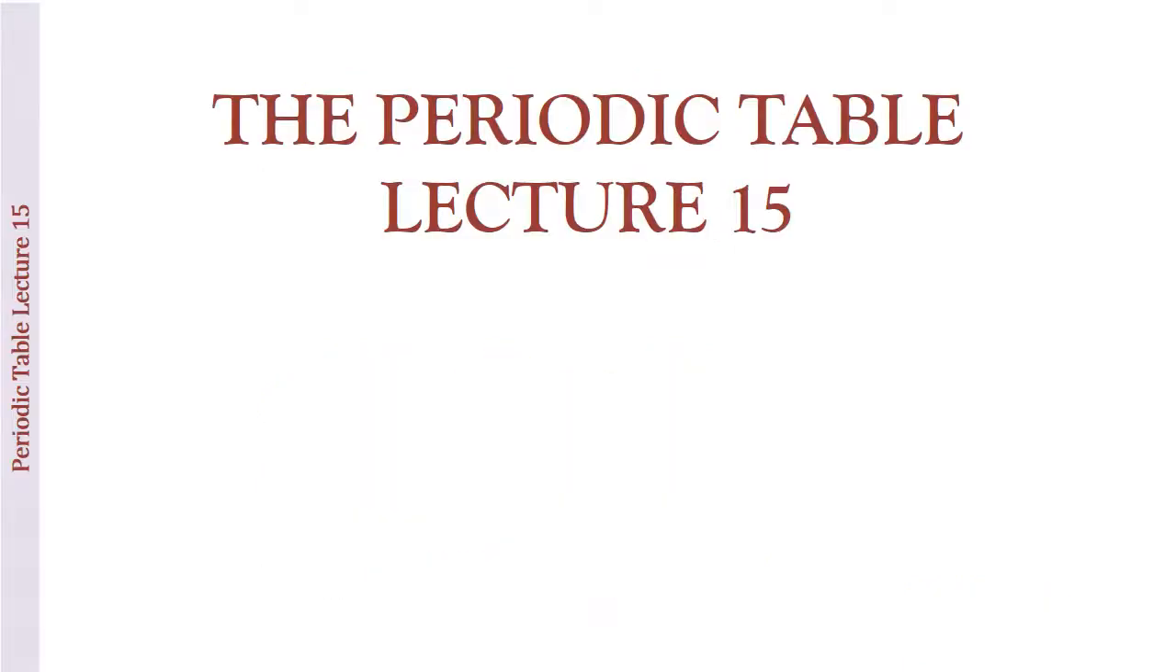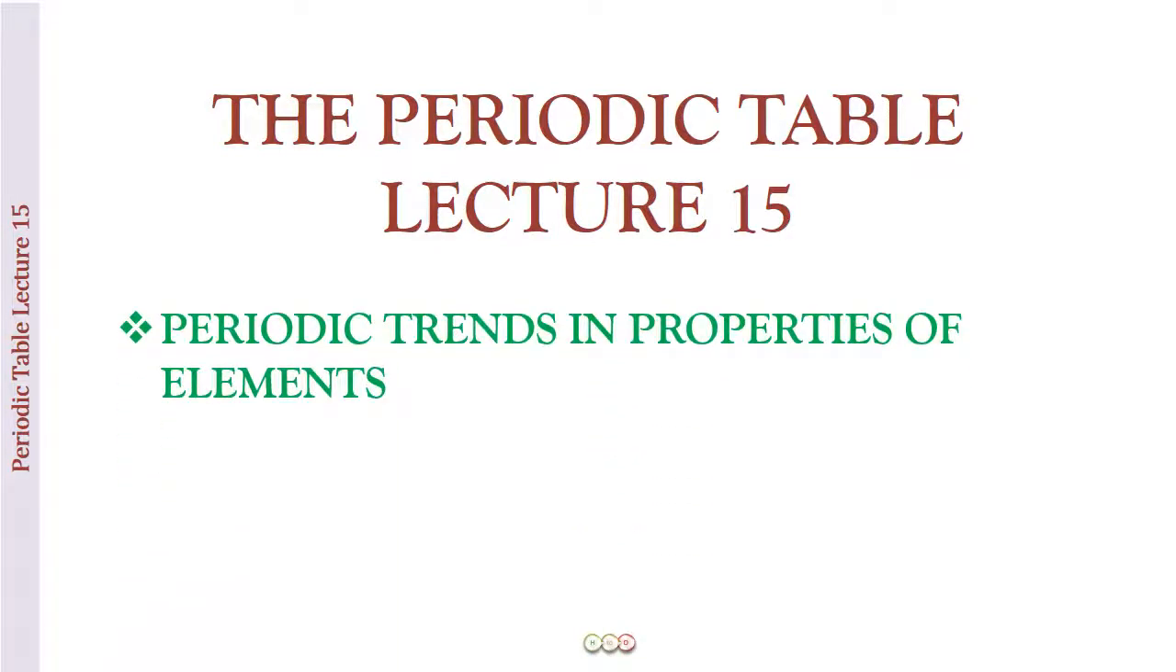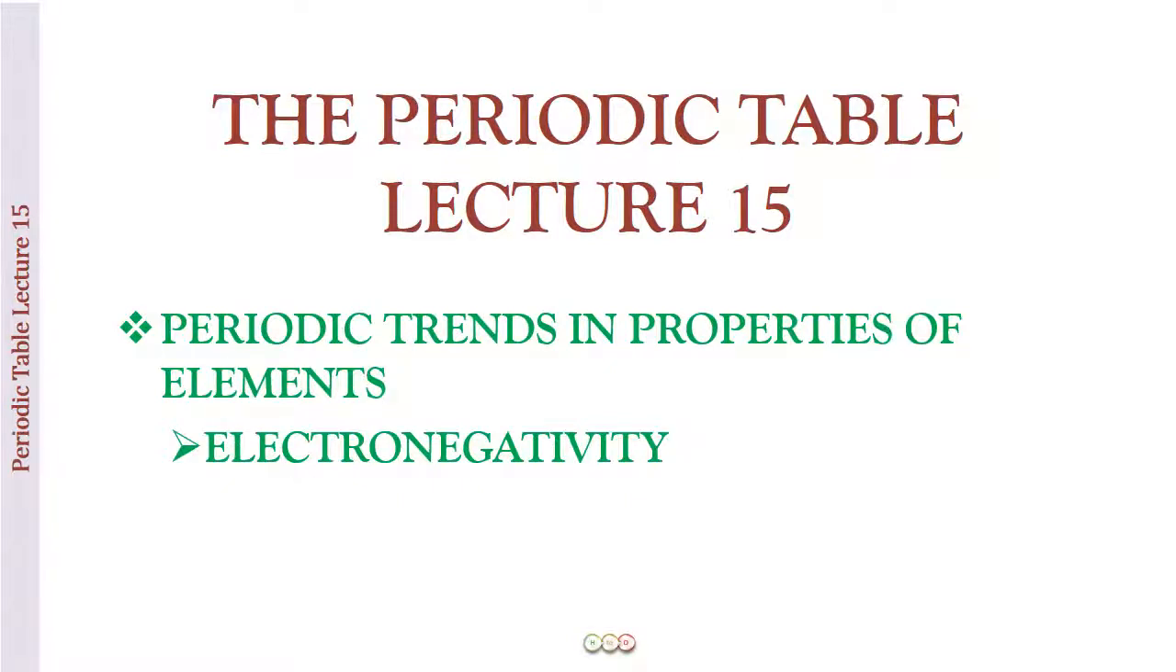The periodic table. Today we will begin with lecture 15 from the course, but make sure you have watched the previous ones before viewing this one. So we are discussing the periodic trends and properties of elements, wherein we are going to learn another property today, that is electronegativity. So let us begin with the definition of electronegativity.